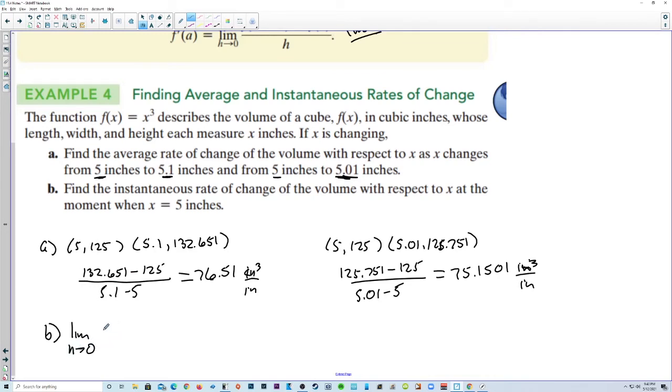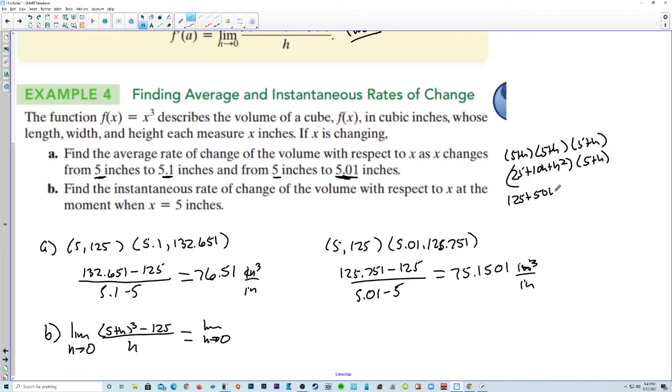So we have f of x plus h, so 5 plus h cubed, minus f of 5, which is 125, over h. And that's equal to the limit as h approaches 0 of, I need 5 plus h times 5 plus h times 5 plus h. So 25 plus 10h plus h squared. We're going to multiply that times 5 plus h. So we're going to run a 5 through this: 125 plus 50h plus 5h squared. And then run an h through it: 25h plus 10h squared plus h to the third.